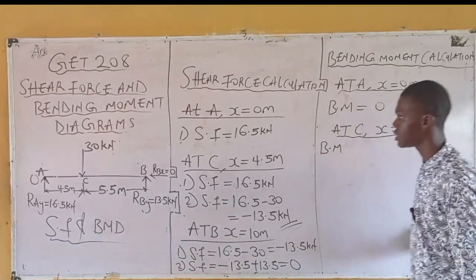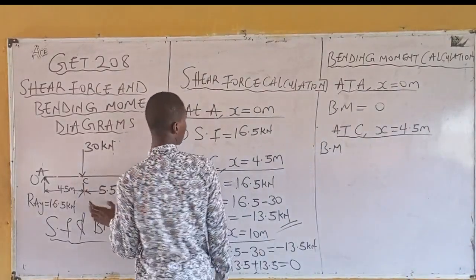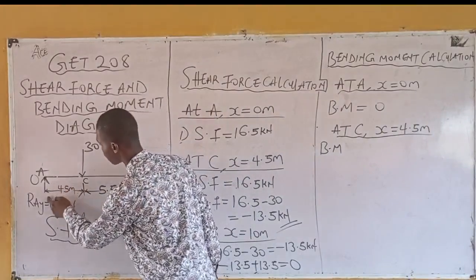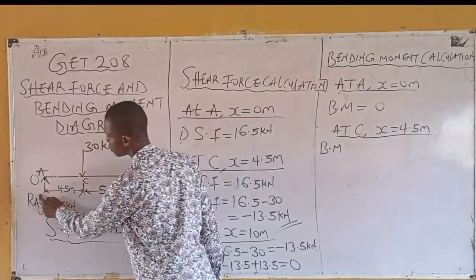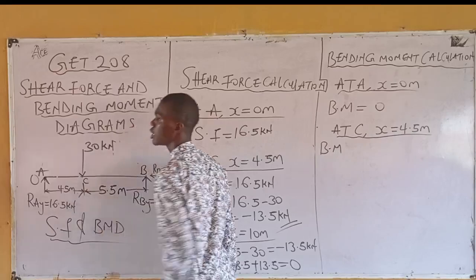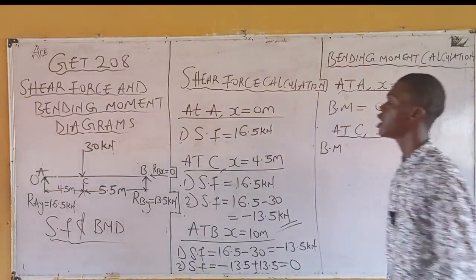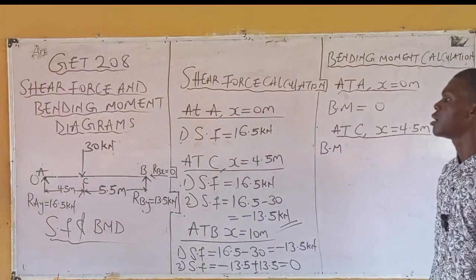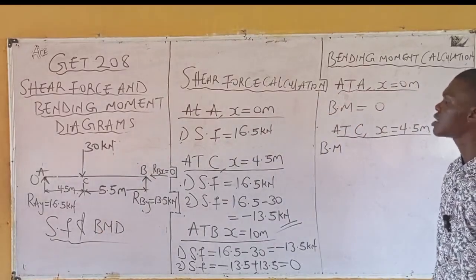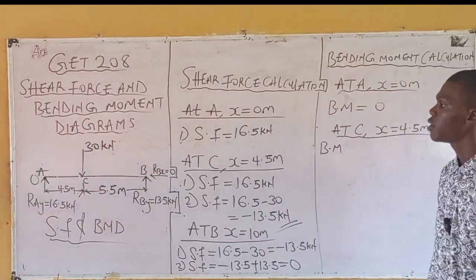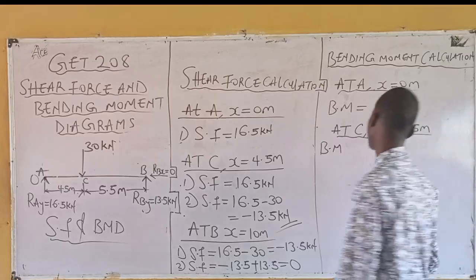Now, bending moment at C. You already know what we are doing. We are taking the moment of this force to C, right? We are taking the moment of RA to C. What's RA? 16.5. And 16.5 is covering what distance? 4.5. Okay, let's write that.